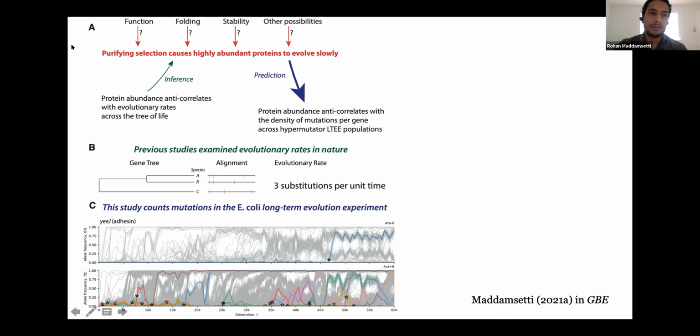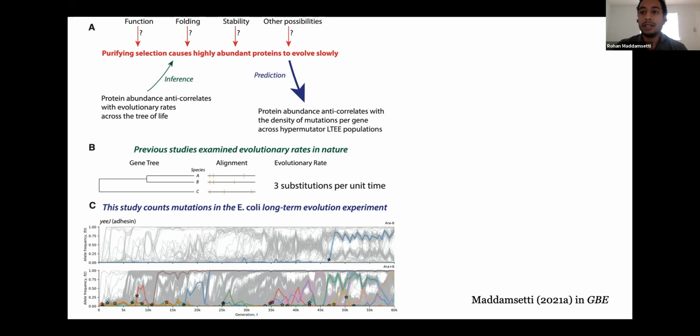So if we just assume that purifying selection is what's causing highly abundant proteins to evolve slowly, then we should be able to predict that protein abundance should anti-correlate with the density of mutations per gene across hypermutator long-term line populations. Previous studies looked at evolution trees across millions or billions of years of evolution, and then made an anti-correlation between protein abundance in the lab and evolution rates in those phylogenetic data. Here I'm just counting mutations in Rich's experiment.